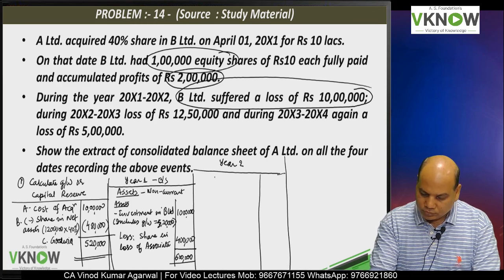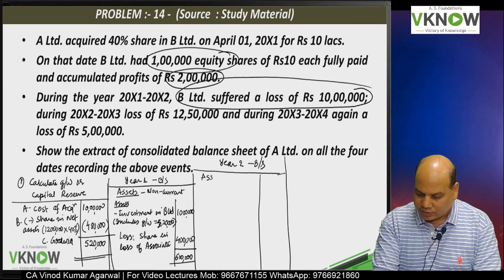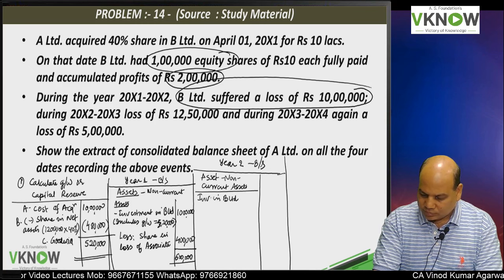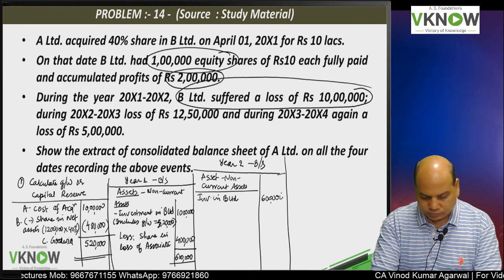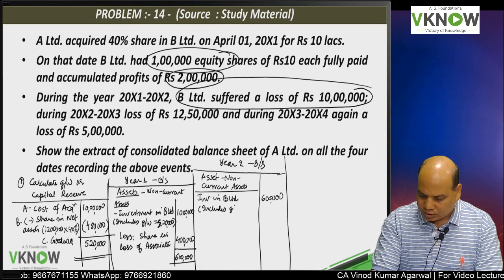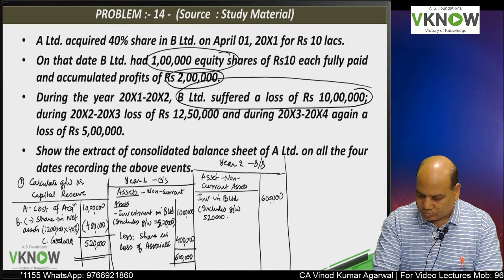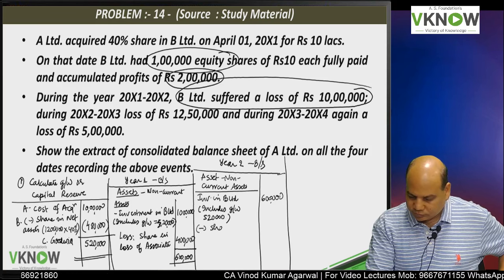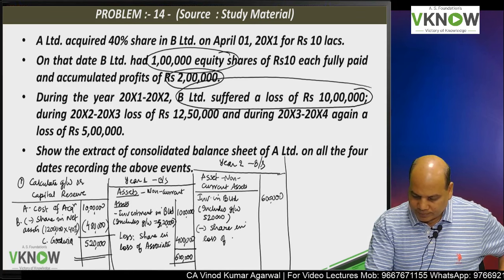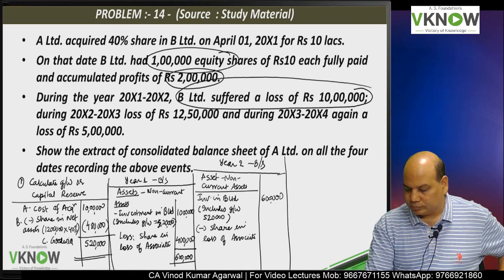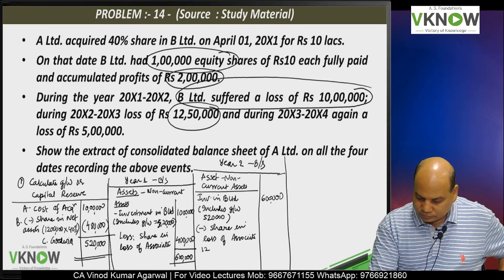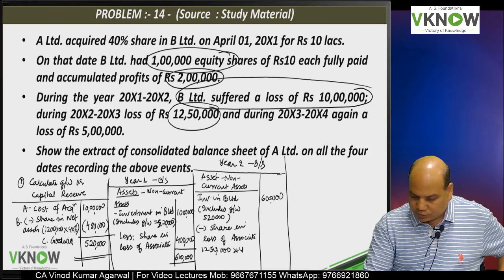Year 2 balance sheet, asset side, non-current asset, investment in B Limited, you start with 6 lakh. In bracket, includes goodwill 5,20,000, less share in loss of associate. Second year loss is 12,50,000. 12,50,000 into 40%.